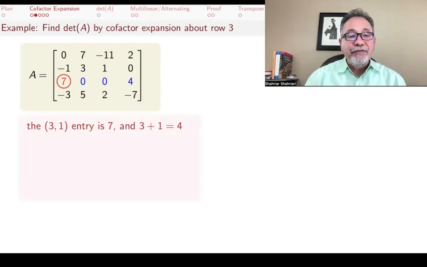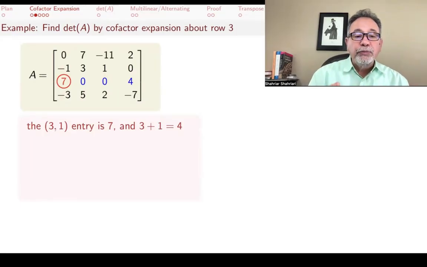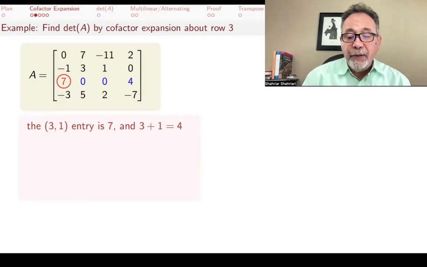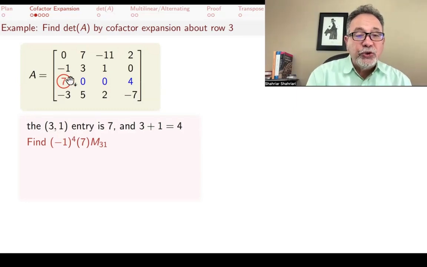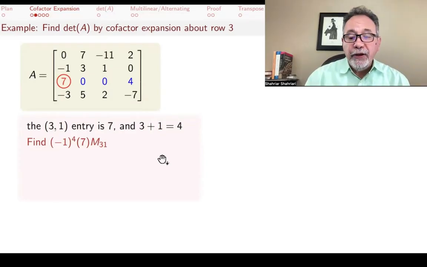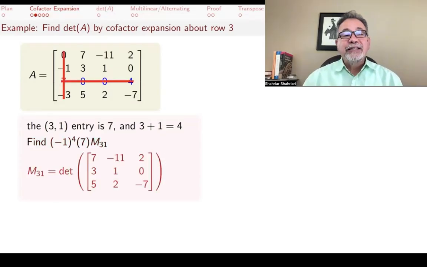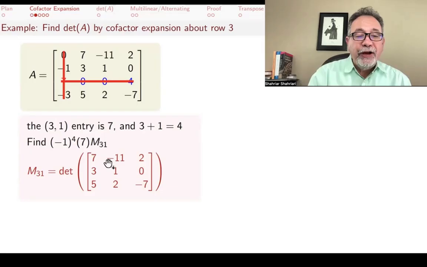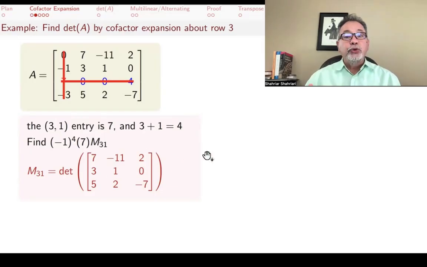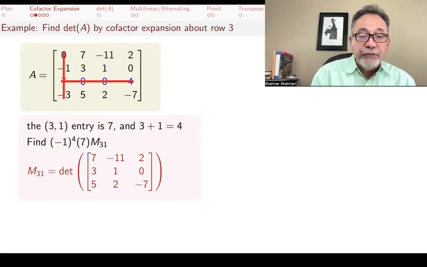The 3-1 entry is 7, and the row number is 3, the column number is 1. They add up to 4, which is an even number. And so what I do is take (-1) to the 4th, that's the sum of the row number and the column number, and that's just 1, times 7, which is the actual entry, times M31. Now, what's M31? M31 is the determinant of the remaining 3 by 3 matrix. And that's called a minor, by the way. So I find that. Now, you might say, how do I find the determinant of this 3 by 3 matrix? You could do cofactor expansion again. You could pick one of the rows or one of the columns and go through this process again.